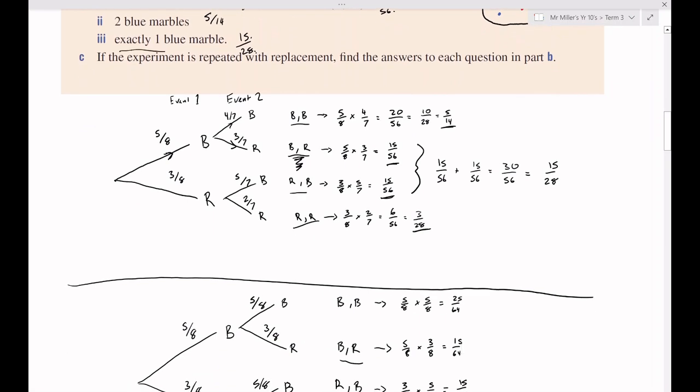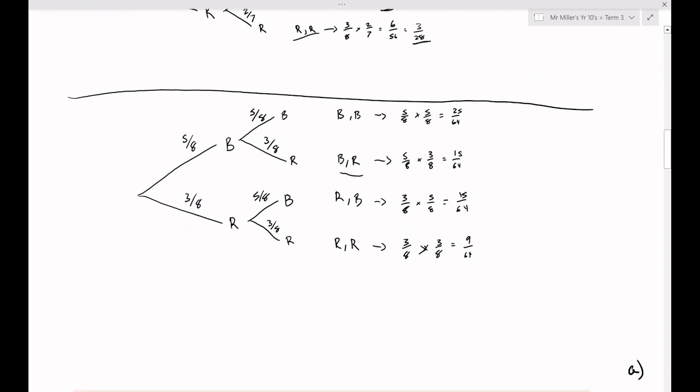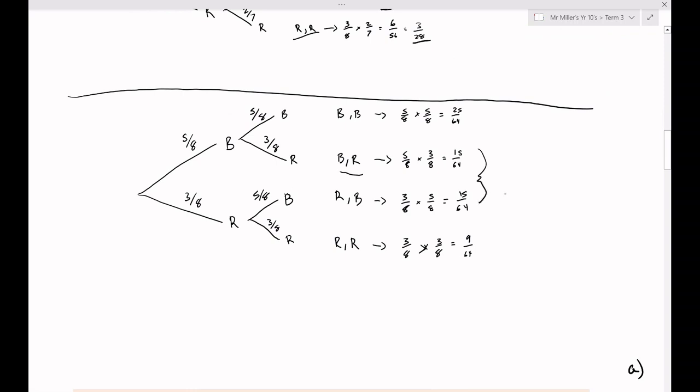The last thing I'll say is just exactly one blue marble. It's going to be the same thing. We just need to sum up these probabilities: 15 on 64 plus 15 on 64. That's 30 on 64. That's 15 on 32.